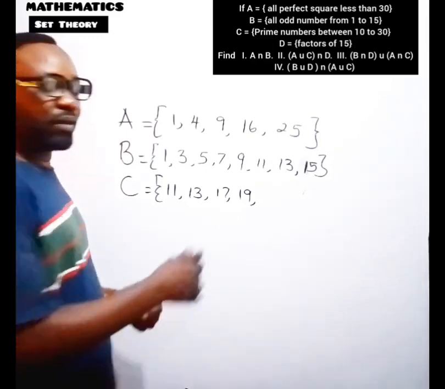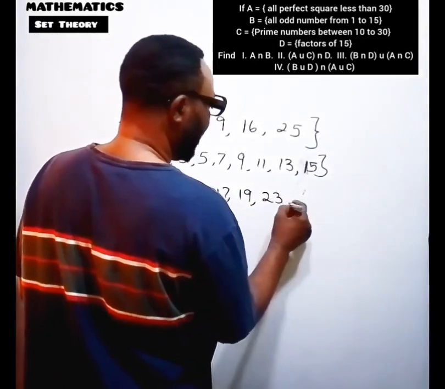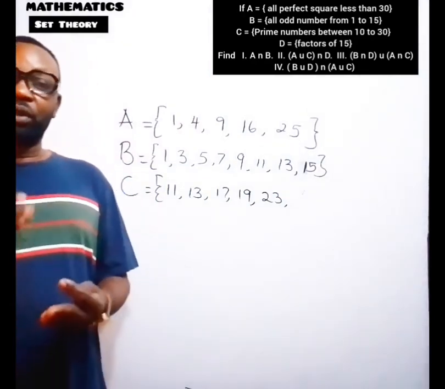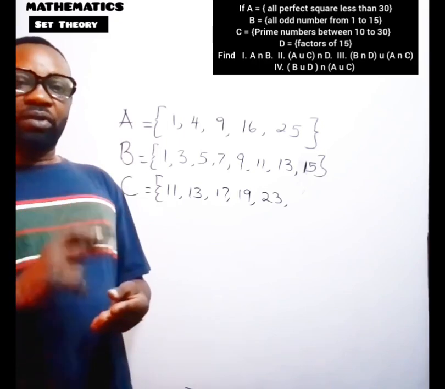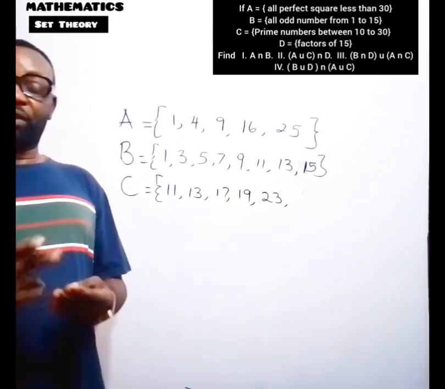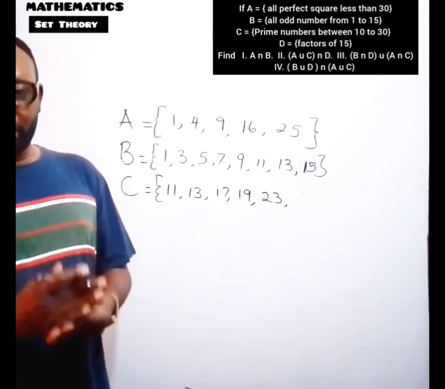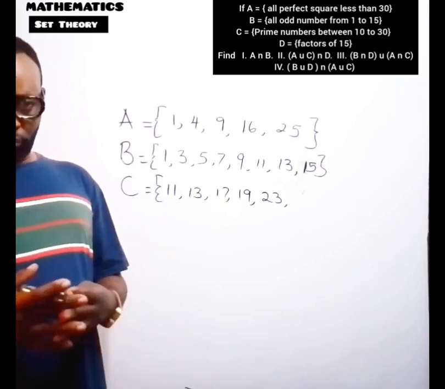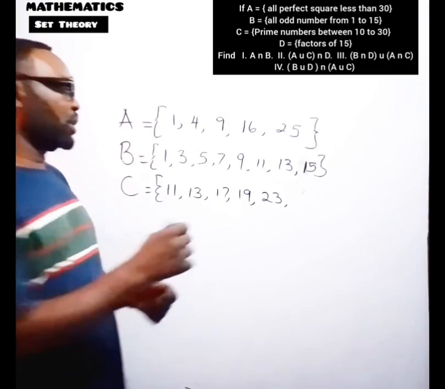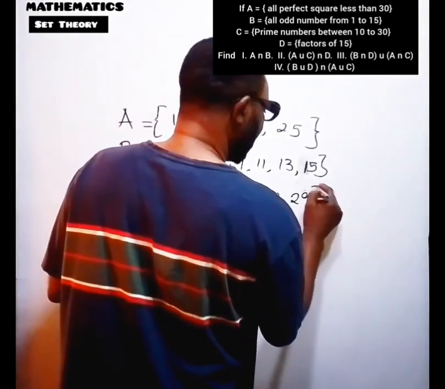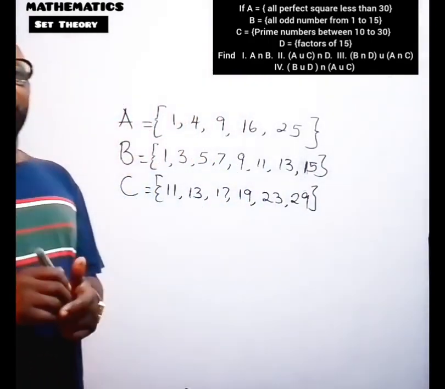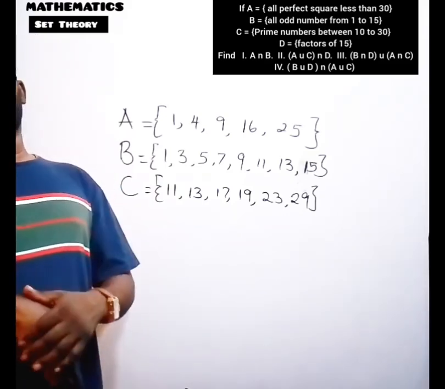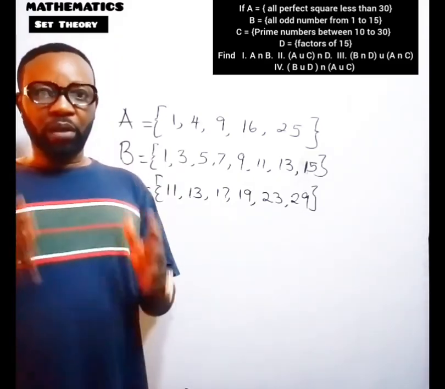Next is 23. 24 is not. 25 is not. 26 is not. 27 is not, 9 times 3 is 27. 28 is not, 14 times 2 is 28. 29, could it be? Yes, 29. But the question says between 10 and 30. So that is the prime numbers we are asked to bring out there.